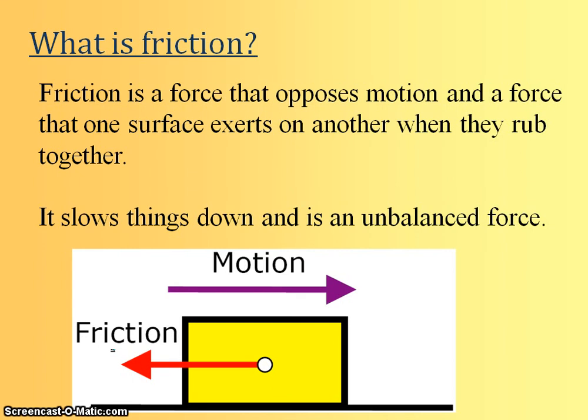Now we need to understand balanced and unbalanced forces to know something about friction. Friction is a force that opposes motion, a force of one surface exerting on another when they rub together. Just like if you take your hands and rub them together and they get hot, that is friction. And friction slows things down. It's an unbalanced force. It's going to go in the opposite direction that you're pushing. Just like in this picture here, we see motion going one way. Friction is the unbalanced force pushing in the opposite direction.